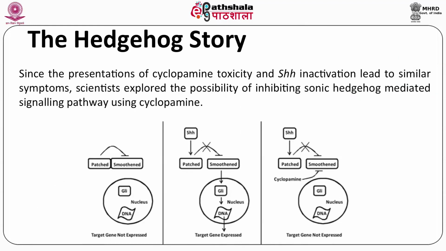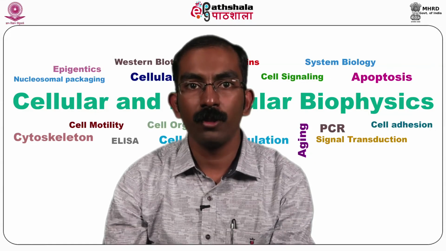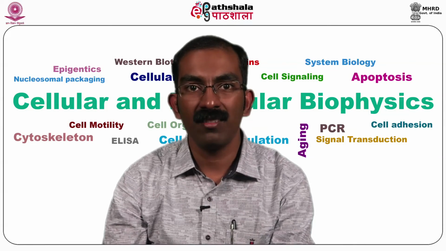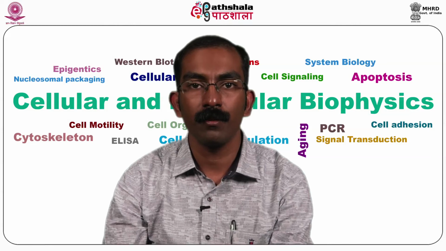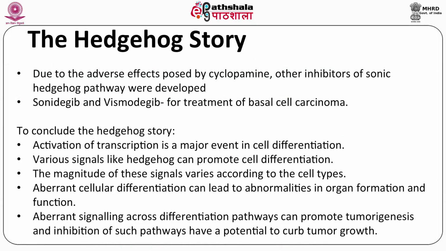Since the presentations of cyclopamine toxicity and sonic hedgehog inactivation lead to similar symptoms, scientists explored the possibility of inhibiting the sonic hedgehog mediated signaling pathway using cyclopamine, and they were successful, as you can see in this image. But due to the adverse effects posed by cyclopamine, other inhibitors of the sonic hedgehog pathway were developed. At present, 2 such drugs have been approved by the US FDA, that is sonidegib and vismodegib, and these are used in the treatment of basal cell carcinoma, which is a malignancy that happens in the skin. For reasons that are too obvious to state, both these drugs are contraindicated in pregnancy.